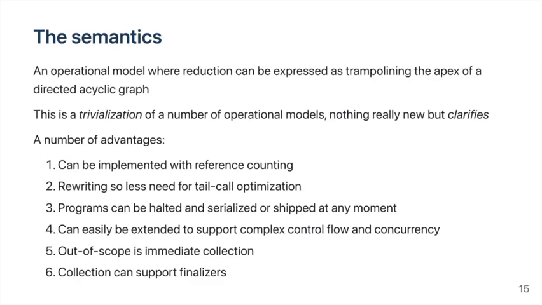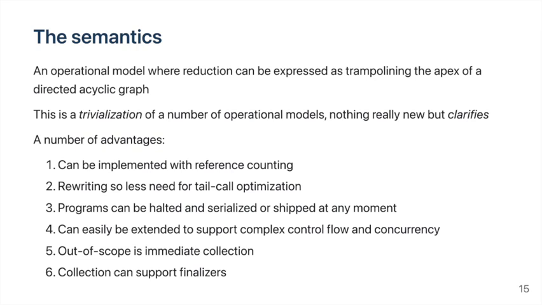Let's see how we could exploit the model. For one, a concrete machine can be implemented with reference counting. And reference counting is appealing for a number of reasons, primarily since it's a local operation, whereas most other schemes invest a lot into hiding that they need to scan the entire memory to collect. Then this model rewrites, so there's less need for tail call optimization. If a term rewrites to another term in constant space, then that's all there's to it.